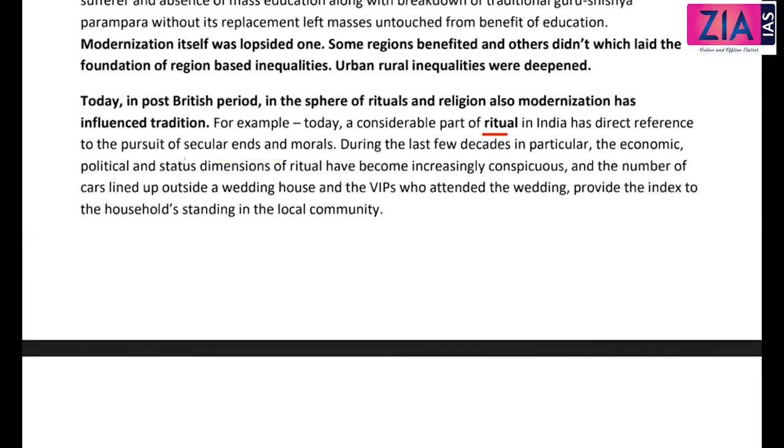Like, guys, Christmas, is it going to be simply the affair of Christians? No, right? Everybody is celebrating. Similarly, some of the festivals everybody is celebrating, and they are becoming more secular in nature. Secularization of festivals, that again can be a part of your question.